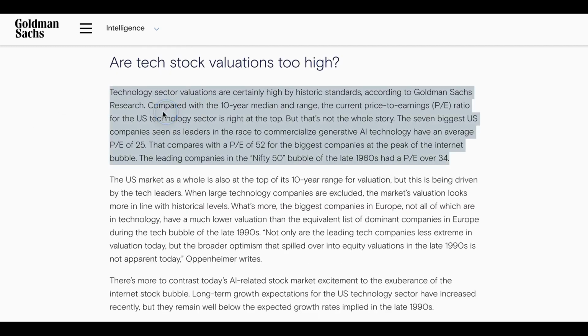To put some numbers around it, the blog post summing up the report writes, technology sector valuations are certainly high by historic standards. Compared with the 10-year median and range, the current price-to-earnings ratio for the U.S. tech sector is right at the top. But that's not the whole story. The 7 biggest U.S. companies seen as leaders in the race to commercialize generative AI technology have an average PE of 25. That compares with a PE of 52 for the biggest companies at the peak of the internet bubble.